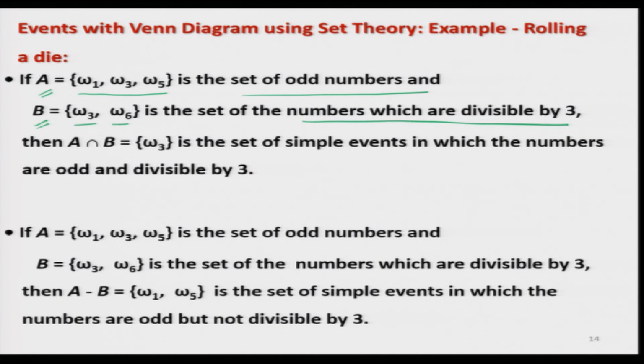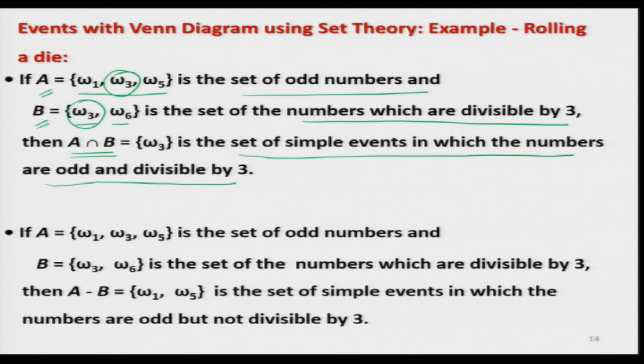Now I define the event A intersection B. So A intersection B is going to contain the common points between A and B. So you can see here that omega 3 is the point which is common in both A and B. So this A intersection B event is the set of the simple events in which the numbers are odd and they are divisible by 3.